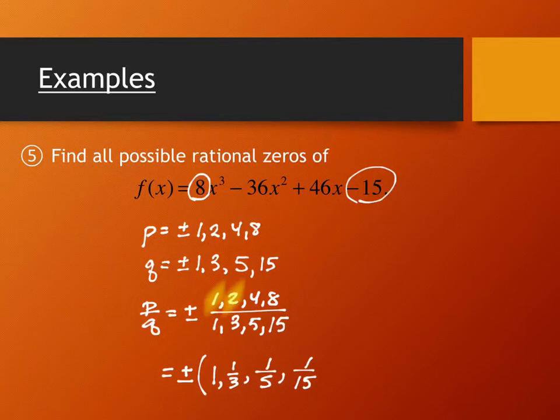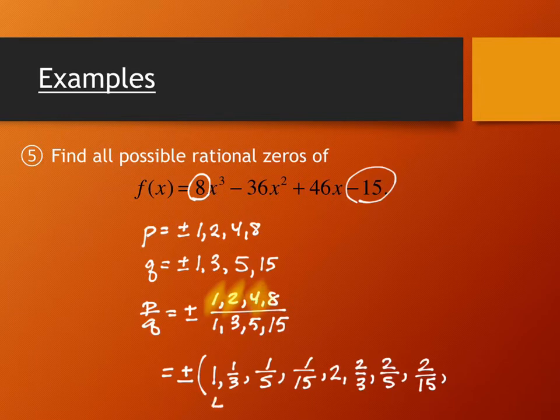2 over 1 is 2. And then I have 2 over 3, 2 over 5, 2 over 15. Yay. I'm just going to do this mentally. And then we're going to do the number 4.